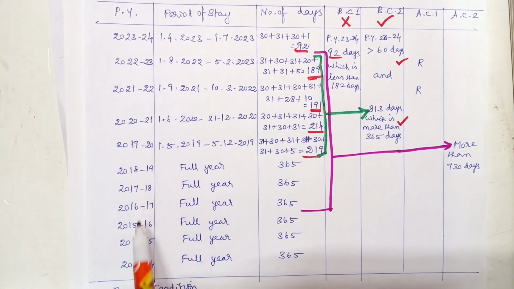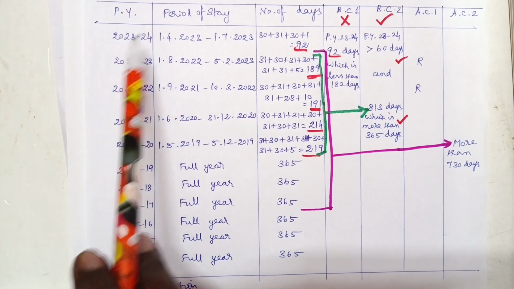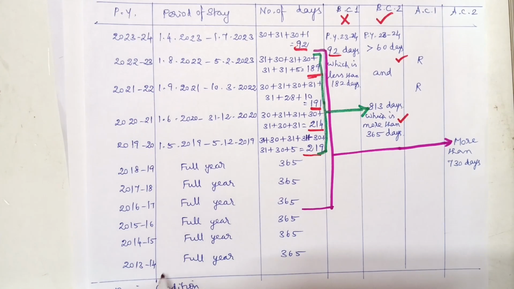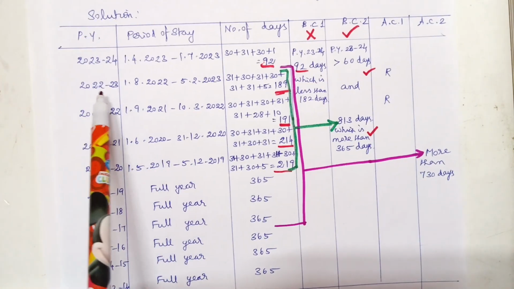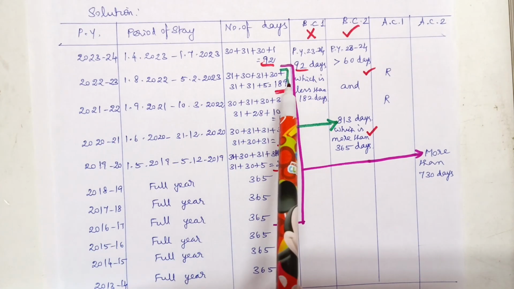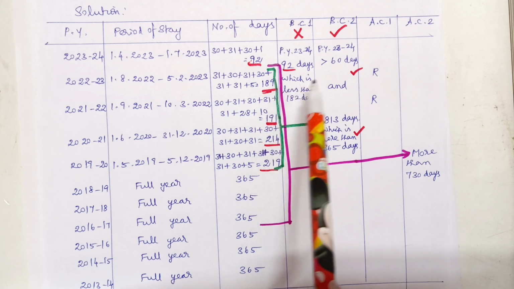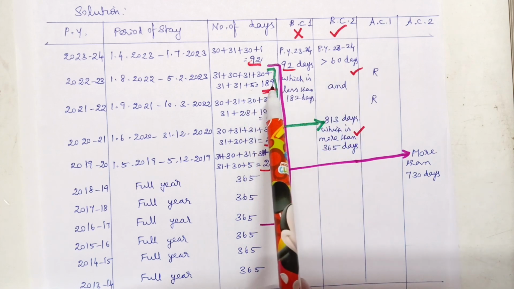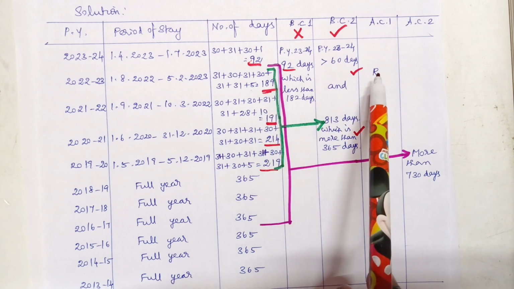Here in the first column, it is written totally 11 years. Excluding the relevant previous year, we have to consider the preceding 10 years, and out of these preceding 10 years, he should be a resident for at least 2 years. So now let us check with 22 to 23. For 22 to 23, the number of days calculated is 189. So, for this particular previous year, the assessee fulfills basic condition number 1. That is, during this year, he was in India for more than 182 days. So, for this year, he can be determined as resident.